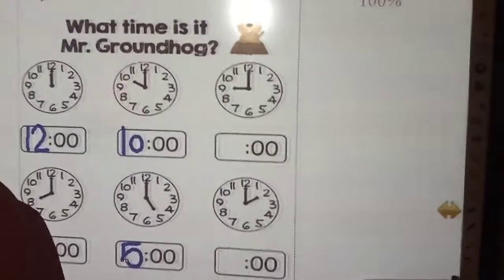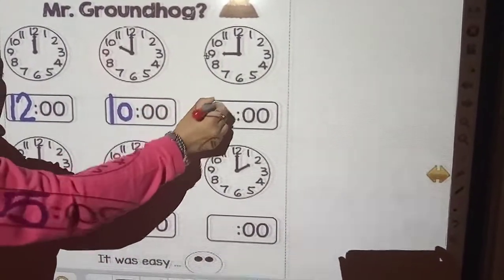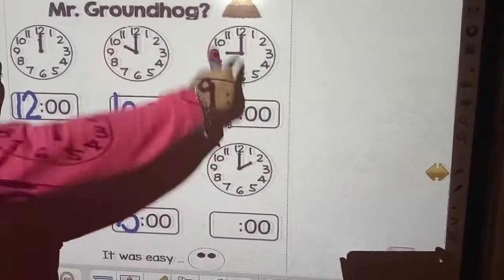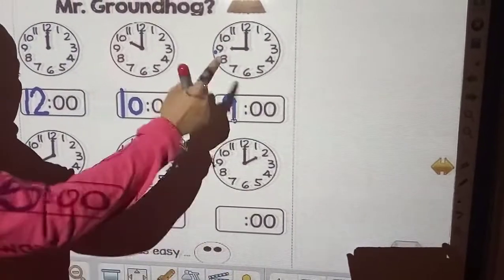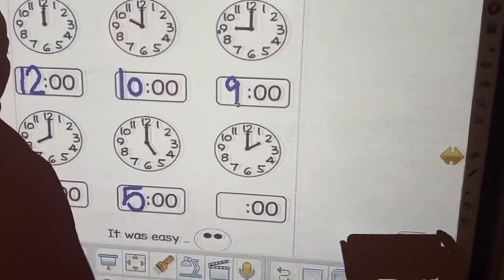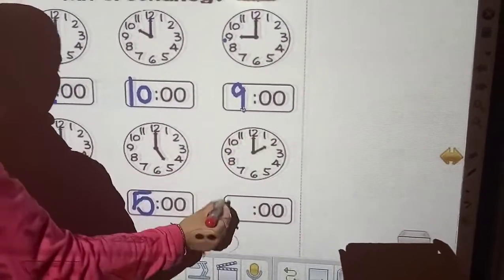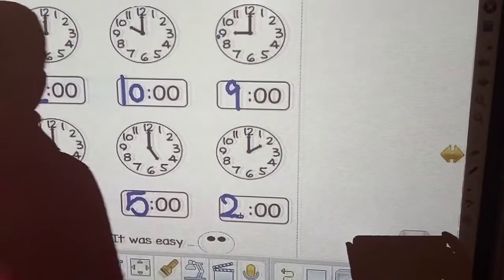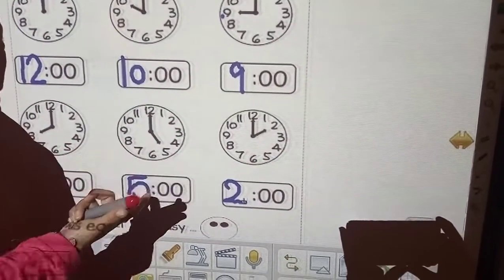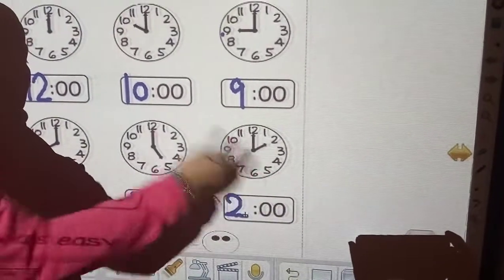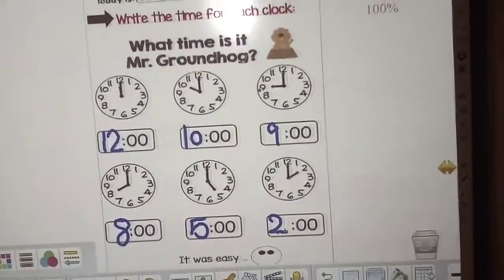Number 5, the short hand points to 9 and the long hand points to 12. What time is it here? 9 o'clock. The last one, the short hand points to 2 and the long hand points to 12. What time is it? 2 o'clock. Let's see your homework now.